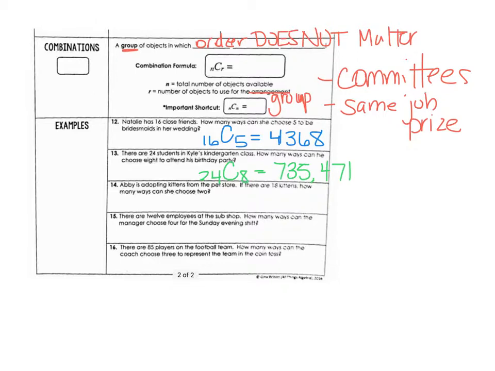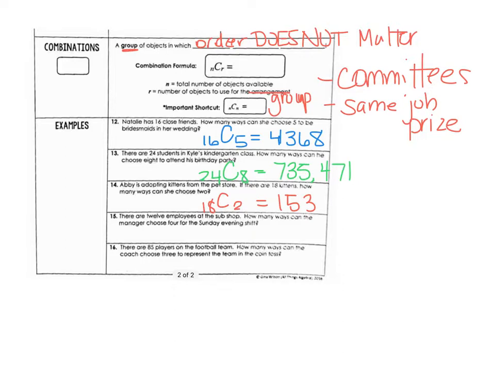All right, Abby is adopting kittens from the pet store. There are 18. How many ways can she choose 2? Well, hey, the same thing happens to the kittens. They come to Abby's house, so they're a group of 2. They do not need to be lined up. So this would be 18P2. Oh, dear. They do not need to be lined up. So 18C2, a group of 2. 153. Notice the group answers are typically a lot smaller than the arrangement answers, which should always be true.